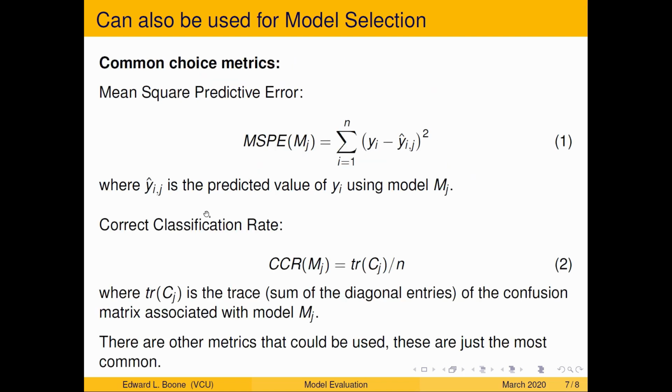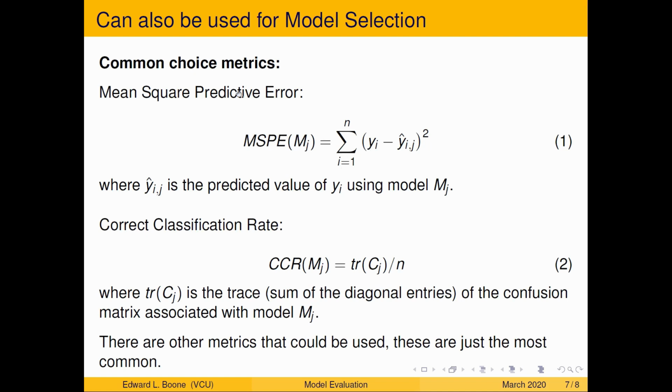What are some common metrics? The mean square predictive error is really common. It's just the mean MSE, and this really should be divided by n. I just didn't do that at the moment. I'm not going to divide by n minus p, because if you have a neural net that has 17,000 parameters in it, that might be a little bit crazy to divide by. But we can just look at the MSE, the sum of squared predicted errors, and that works fine between different models.